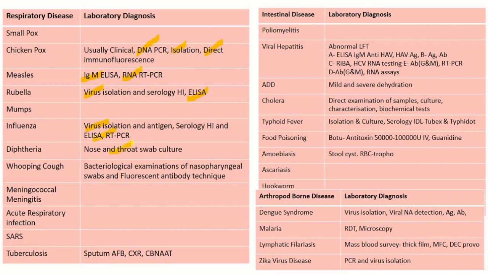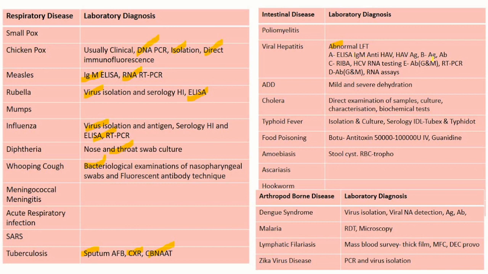Diphtheria, nose and throat swab culture. For whooping cough, bacteriological examinations of nasopharyngeal swabs and fluorescent antibody technique. Tuberculosis, sputum AFB, chest X-ray, CBNAAT are needed according to the current algorithm by RNTCP. Viral hepatitis, abnormal LFT will be there. For A, ELISA, IgM, anti-HAV, HAV antigen.